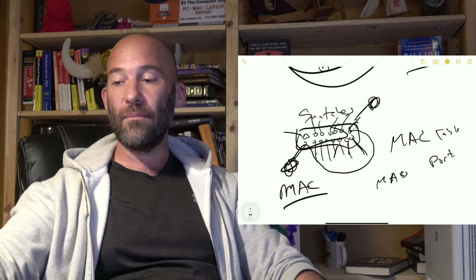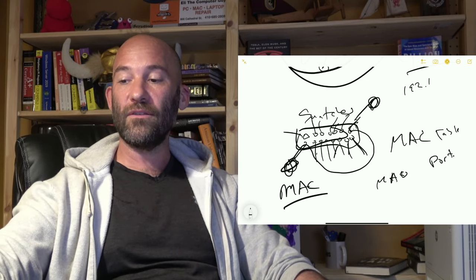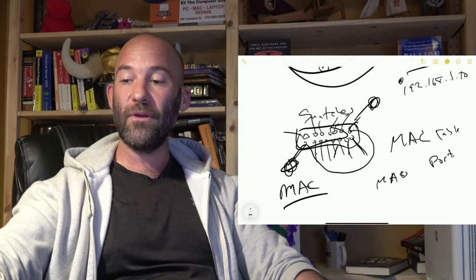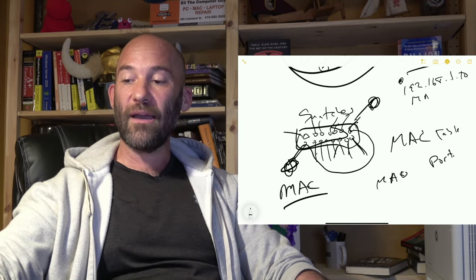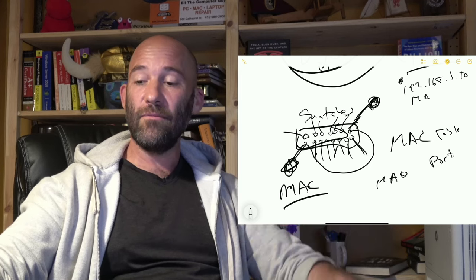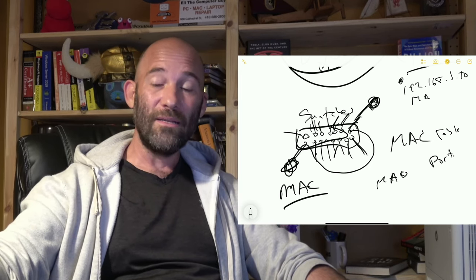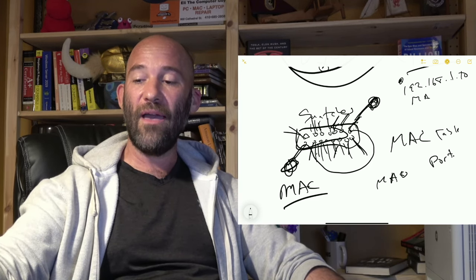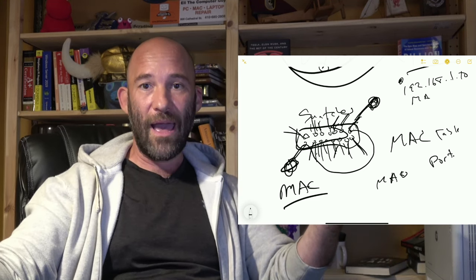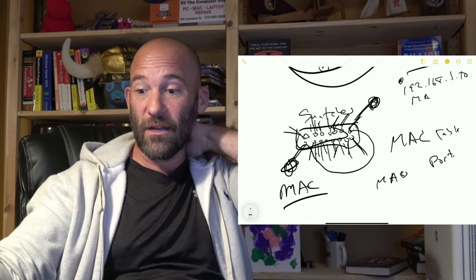And so when a computer says, okay, I need to talk to 192.168.1.10, right? You have a computer. If it doesn't know what the MAC address is, this computer is going to say, hey, I need to know who I'm talking to. This communication will go out every single port on that switch, one time, because it's looking for the MAC address for 192.168.1.10.